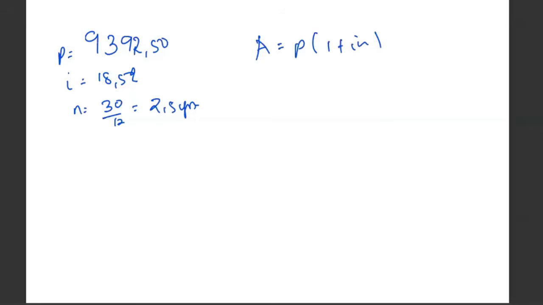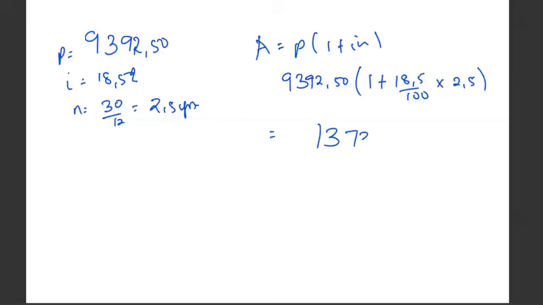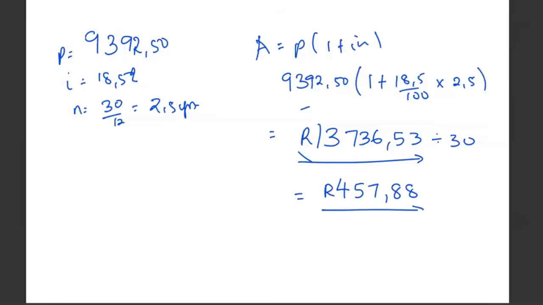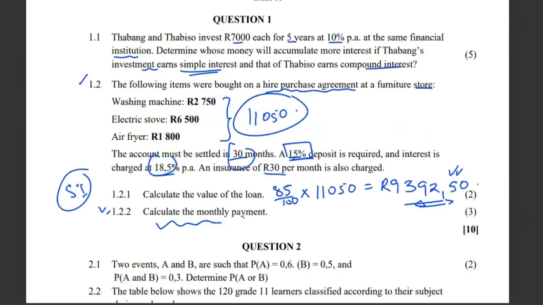So that's 9392.5 into 1 plus the i is 18.5 over 100 multiplied by the 2.5. Okay, when I punch this into my calculator, 1 plus 18.5 over 100 times 2.5, that gives me 13,736.53. Okay, so this is the total amount that must be paid back. Let's divide this by 30 to get how much we're going to pay per month. So divide by 30, this becomes 457.88 rands. All right, so that is how we would have answered that for the 3 marks.